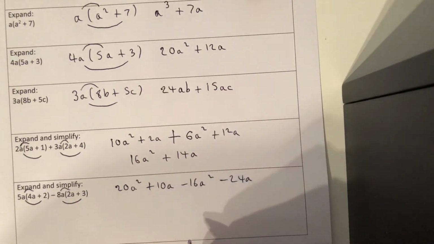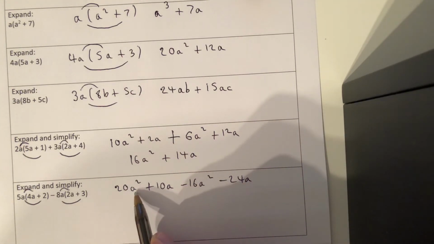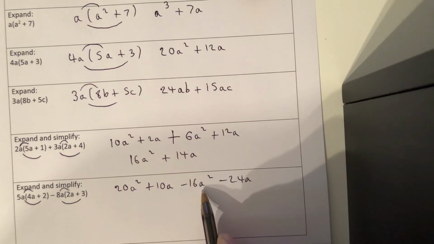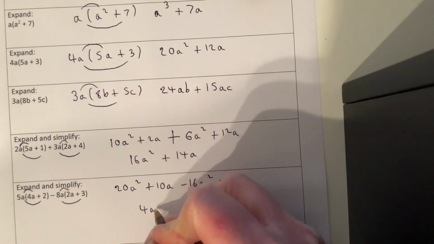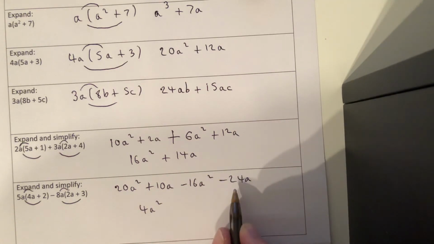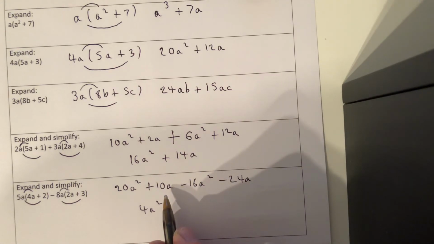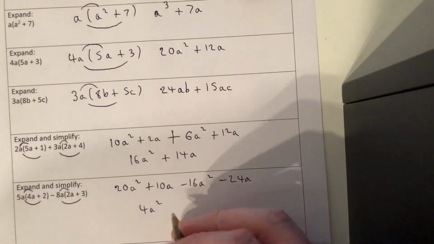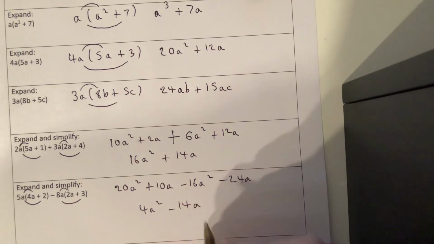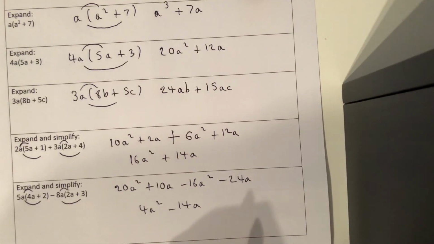The last bit, just gathering like terms, is straightforward. So 20a squared, take away 16a squared, leaves you with 4a squared. And then 10a, take away 24a is, well, 24 take away 10 is 14. So 10 take away 24 is minus 14a. Done. Okay, and that would be your expanded expression.